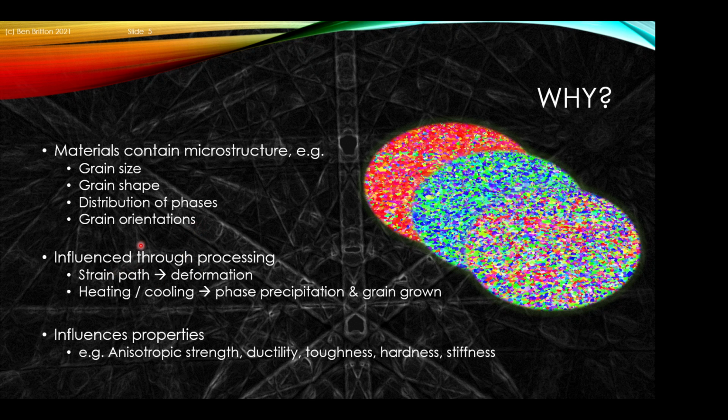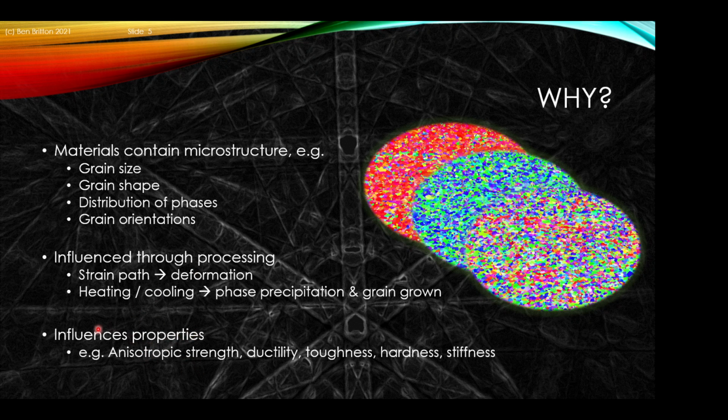These can be influenced through processing. For instance, if we change the strain path in deformation, that can change the shape and size of grains as well as their orientations. Furthermore, if we do heating or cooling, we can precipitate or change phases, we can get grain growth, a whole range of bits and pieces. The microstructure is critically important.